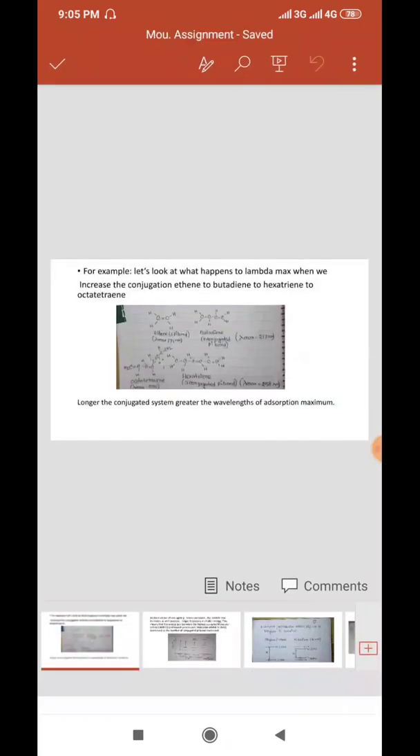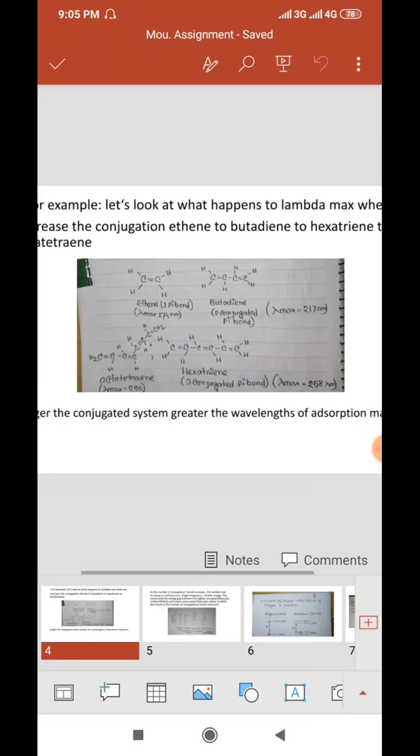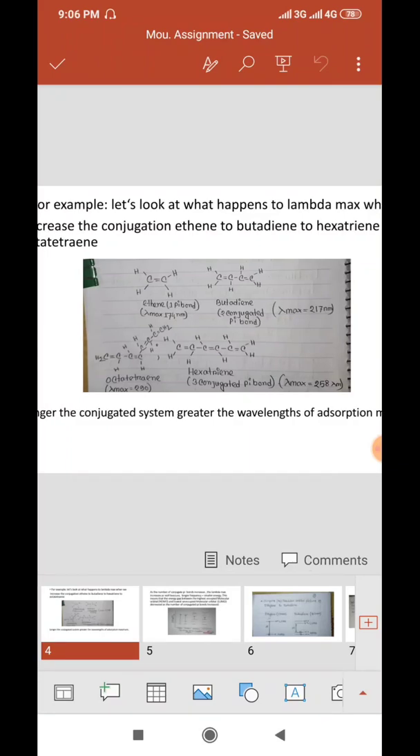a molecule. For example, let's look at what happens to lambda max when we increase the conjugation from ethene to butadiene to hexatriene to octatetraene. Now ethene, 1 pi bond, lambda max is 174 nanometer. Butadiene, 2 conjugated pi bonds, lambda max is 217 nanometer. Hexatriene, 3 conjugated pi bonds, lambda max is 258 nanometer. Octatetraene, 4 conjugated pi bonds, lambda max is 290 nanometer.